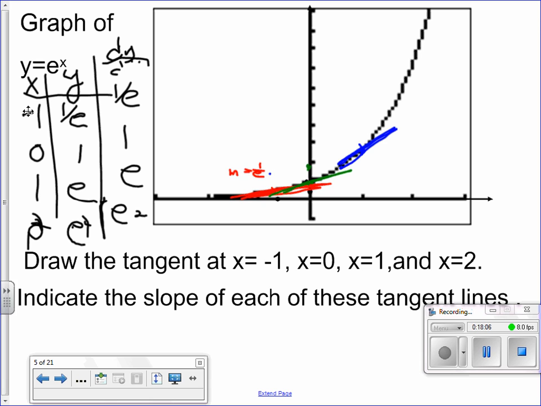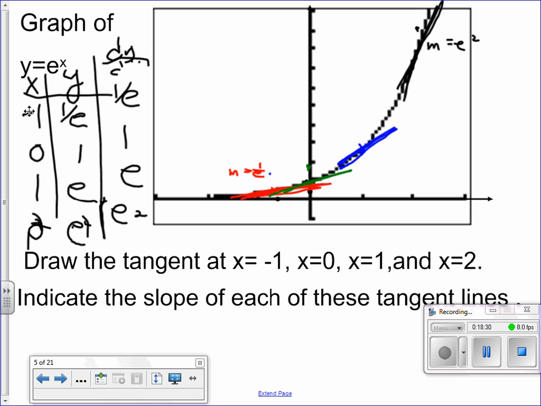I'll draw my last one here. So at 2, the y-coordinate and the slope are both e squared. All right, the slope would be e squared there. So that's a pretty amazing function, right? It's its own derivative. Think that's going to be a hard one to remember?